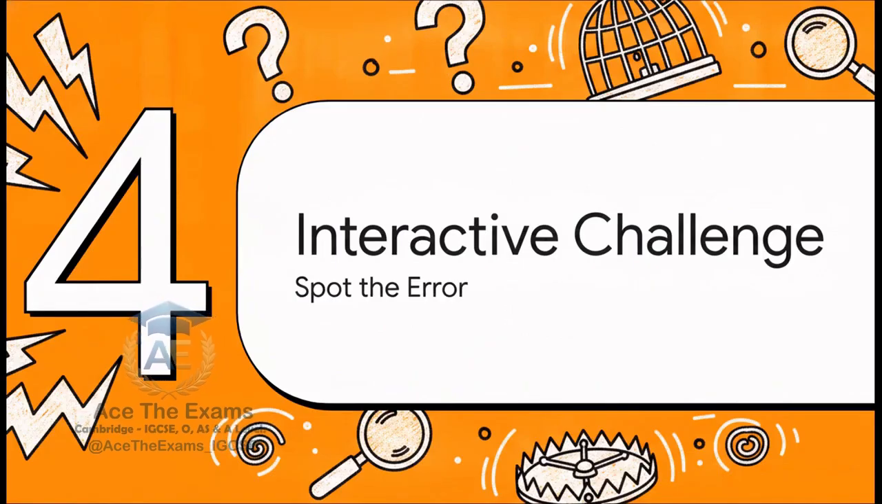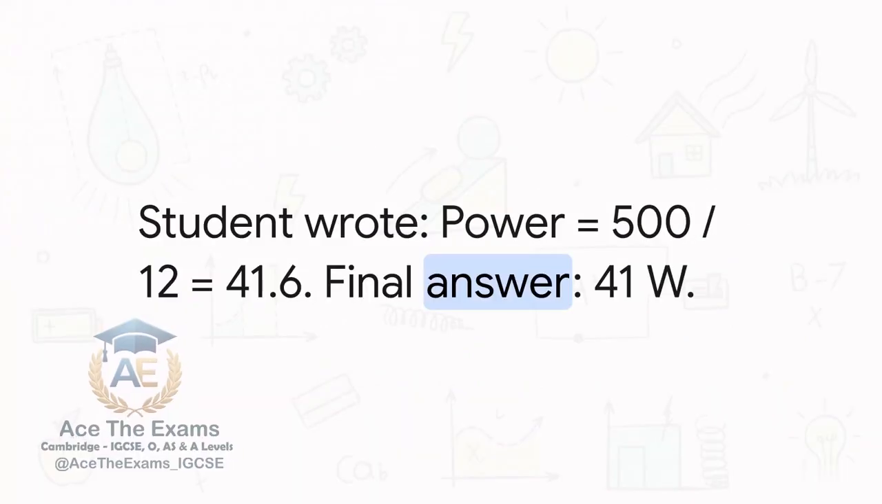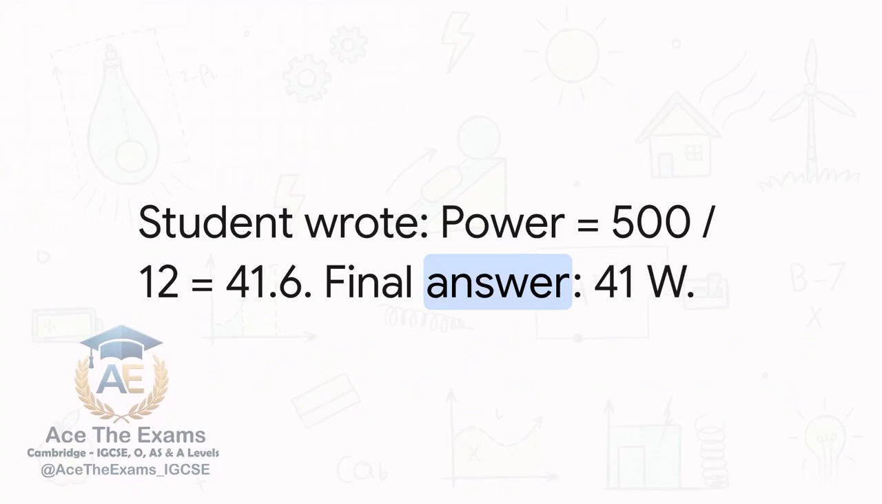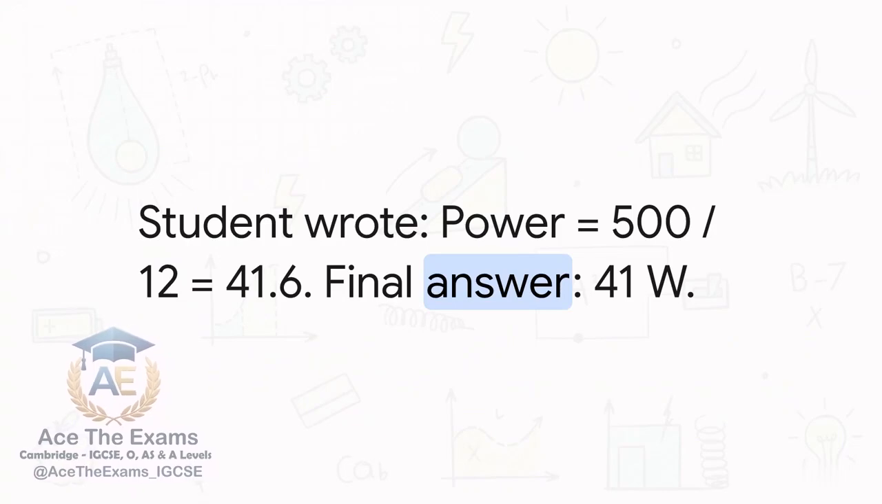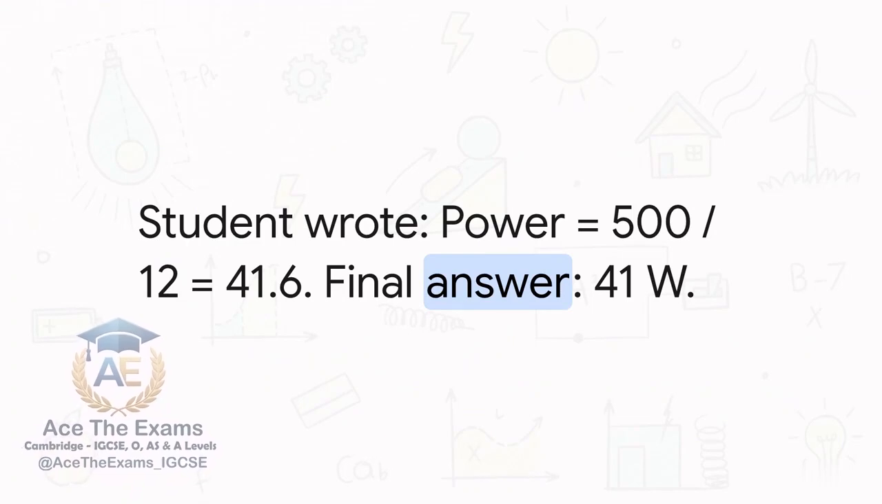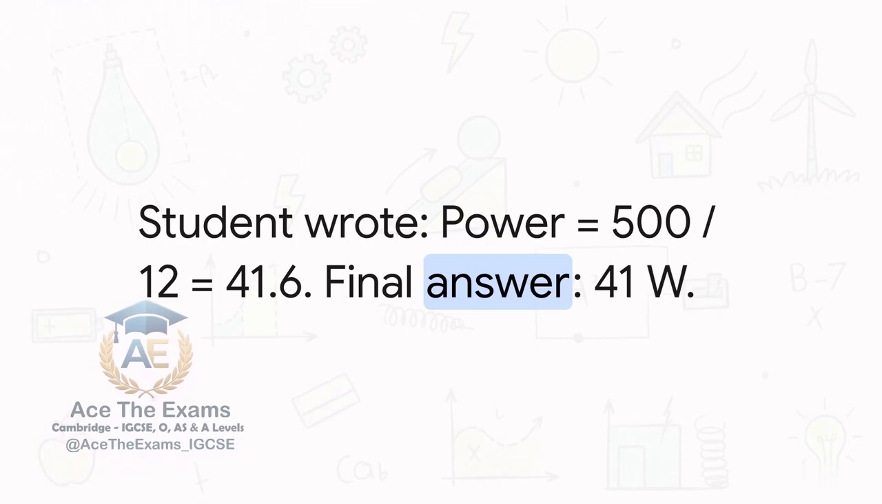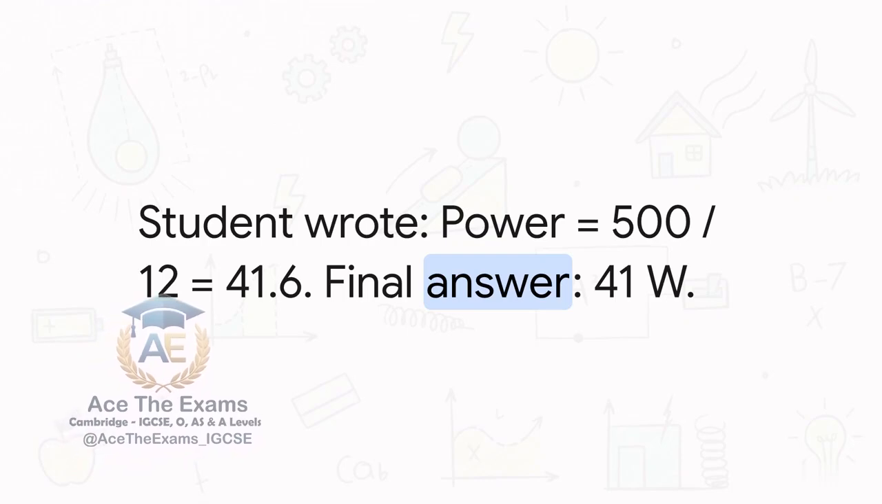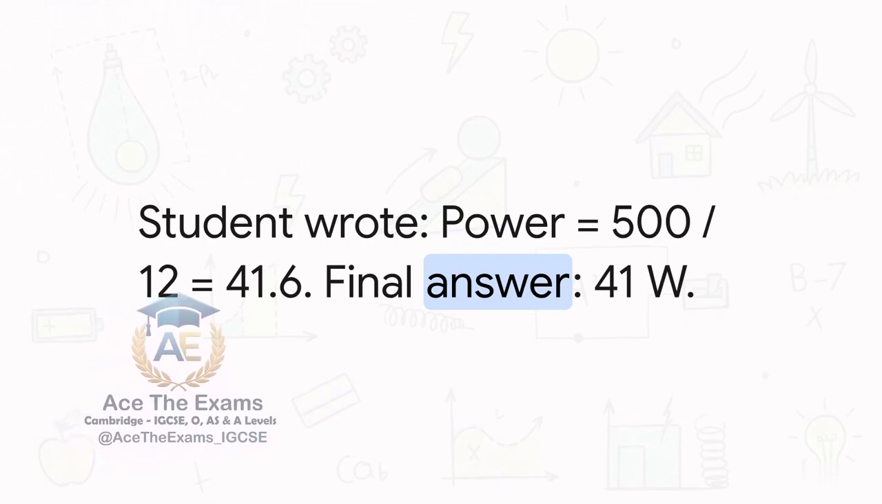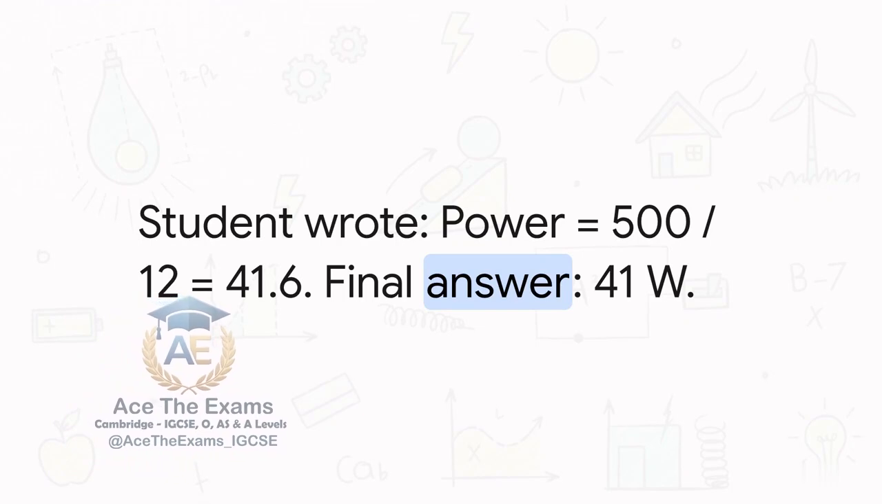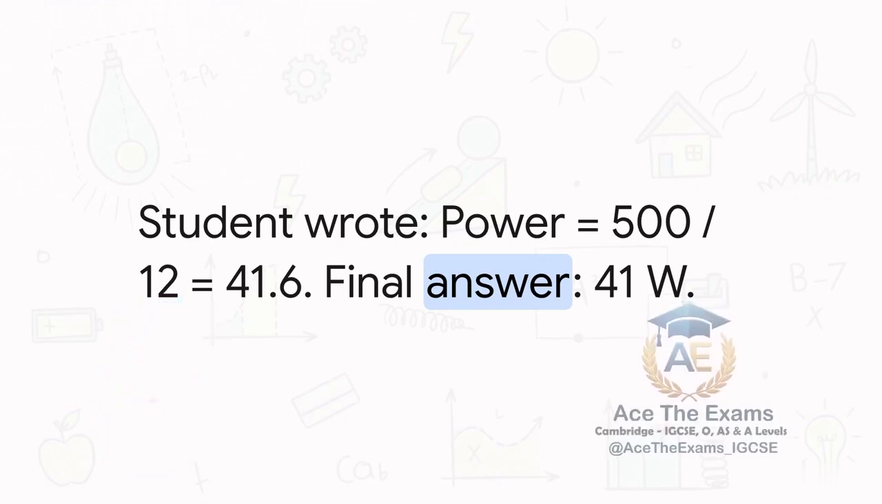All right, Section 4, your turn. This is an interactive challenge. Okay, power equals work divided by time. The student wrote 500 divided by 12 equals 41.6. Their final answer is 41 watts. Now I want you to mentally write your own correction right now. Spot the error. I'm serious. This specific mistake trips up even the top students every single year. What exactly did they do wrong here?